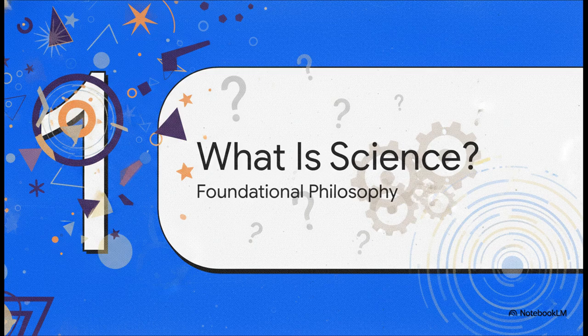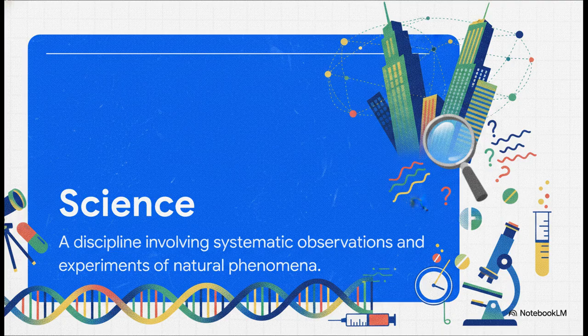What is science? We're talking about the foundational philosophy here. So if we strip away all the complex equations and the giant textbooks, what is it really? Well, science is simply a discipline that involves systematic observations and experiments of natural phenomena. That's it. It's all about looking at the natural world, asking, why does that happen, and then testing your ideas systematically.